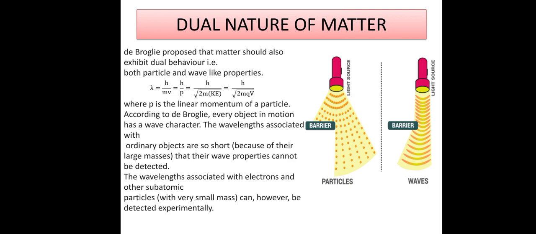So, according to de Broglie, every object in motion has a wave character. The wavelengths associated with ordinary objects are so short that their wave properties cannot be detected. The wavelengths associated with electrons and other subatomic particles can, however, be detected experimentally.